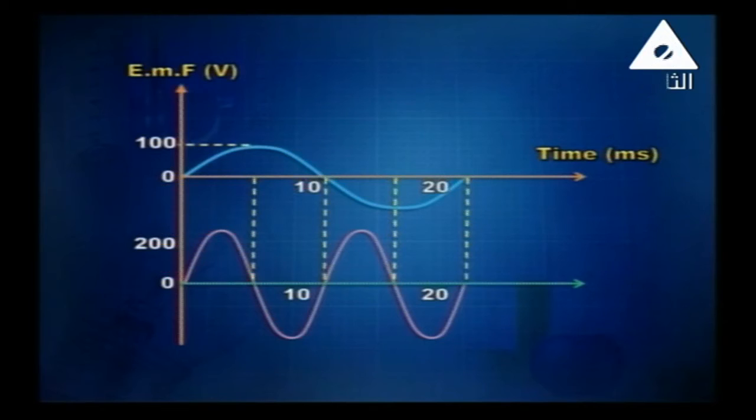In front of you, the two diagrams are shown. First of all, maximum EMF will be doubled. Instead of 100, it will be 200, and number of revolutions is doubled. For example, in a time of 10 milliseconds, we've got half cycle in the first part, but in a time of 10 milliseconds, we've got a complete cycle. In 20 milliseconds, we've got just one cycle, but in the second diagram, we've got two cycles.